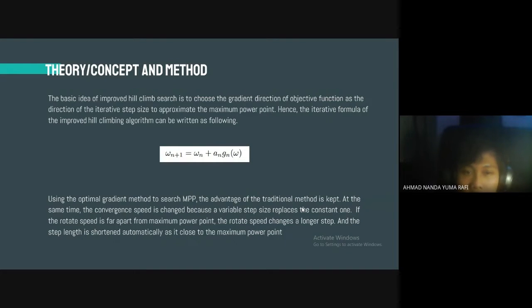And using the optimal gradient method to search MPP, the advantage of the traditional method is kept, and at the same time, the convergence speed is changed because a variable step size replaces the constant one. If the rotor speed is far apart from the maximum power point, the rotor speed changes by a longer step, and the step length is shortened automatically as it gets close to the maximum power point.